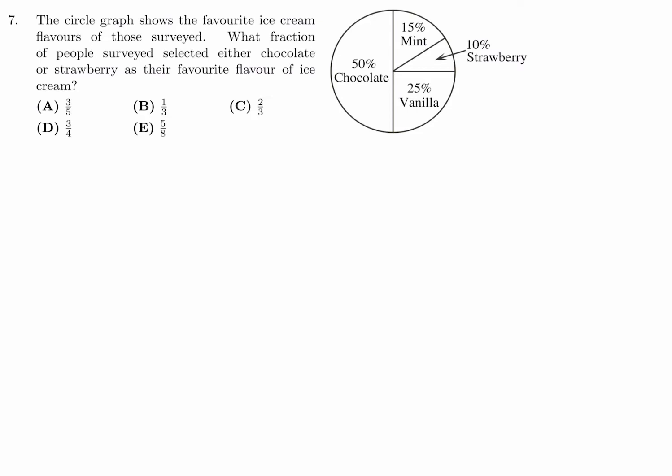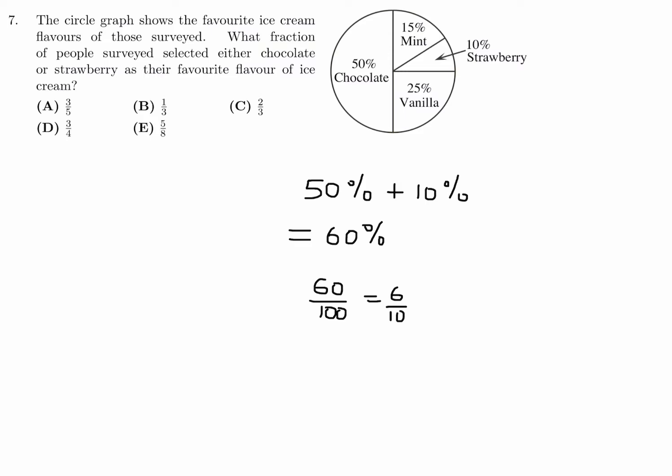The circle graph shows the favorite ice cream flavors of those surveyed. What fraction of people surveyed selected either chocolate or strawberry as their favorite flavor of ice cream? So chocolate, 50%. Add to that strawberry, which is 10%. And that is a total of 60%. And they want it in terms of a fraction. So 60% is 60 over 100, which is 6 over 10, which is 3 over 5. So number 7, the answer is A.